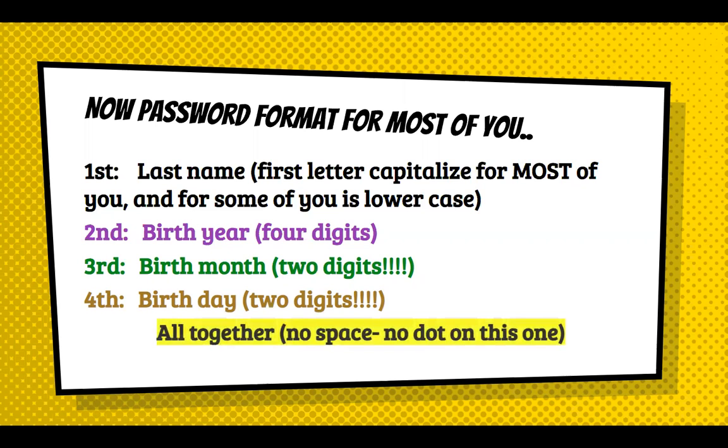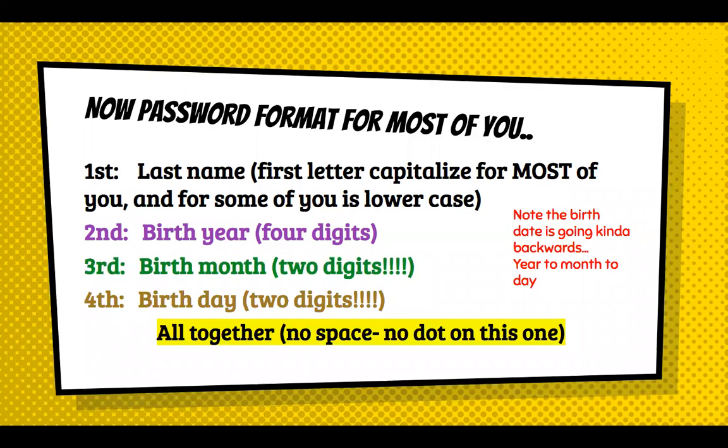followed by your birth year, and it has to be 4 digits, then followed by your birth month, which has to be 2 digits, and then followed by your birthday, which has to be 2 digits. So we put it all together, no space, no dot on this one.